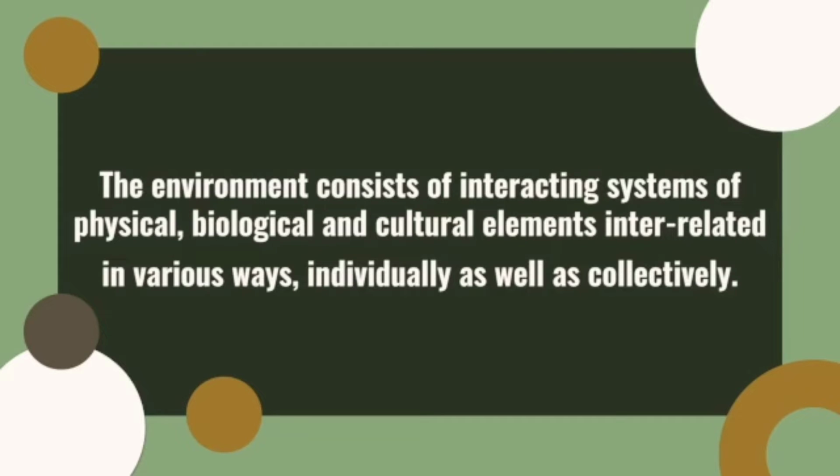The environment consists of interacting systems of physical, biological, and cultural elements interrelated in various ways, individually as well as collectively. A good way of describing the elements making up our environment is that these concepts, almost all of them, are individually distinct yet greatly rely on interacting with one another. Now, notice I said almost all of them. Only when these elements are capable of interacting are we then able to define what constitutes our environment.